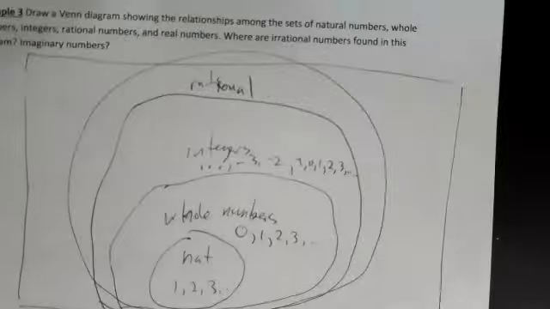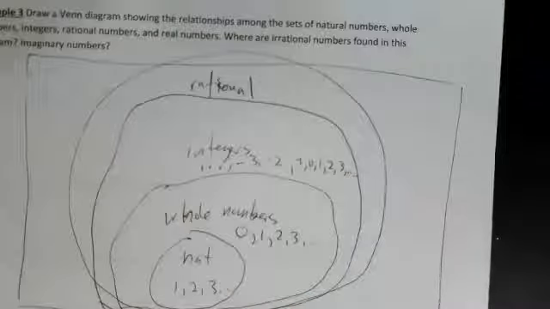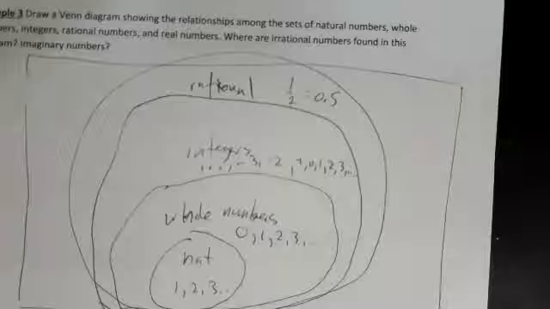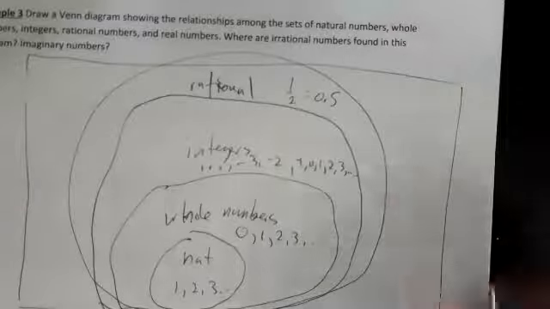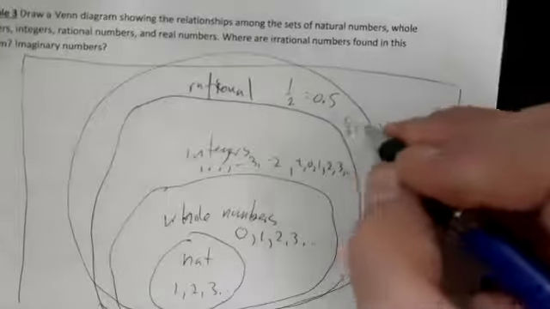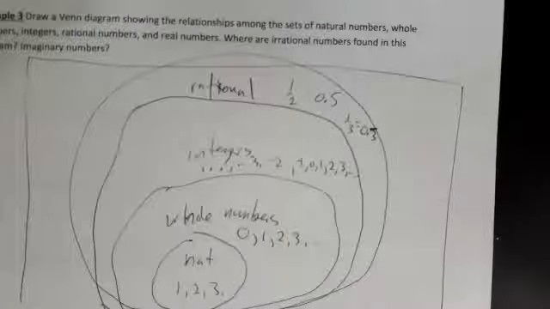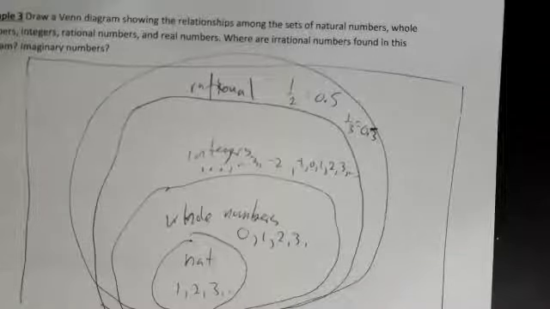So rational numbers, the key word is like ratio here. These are things that we can write as like halves, right? Another way to think about it is, is it a terminating decimal? Is it a repeating decimal? Right? 1/3 is a repeating decimal. There's a pattern there, right? So that's rational numbers.